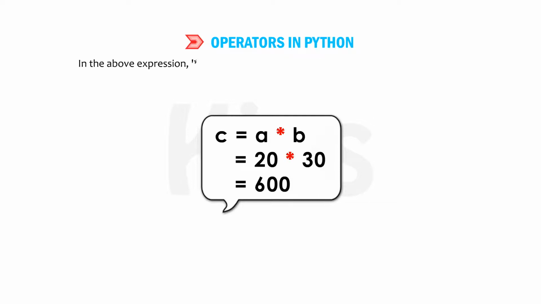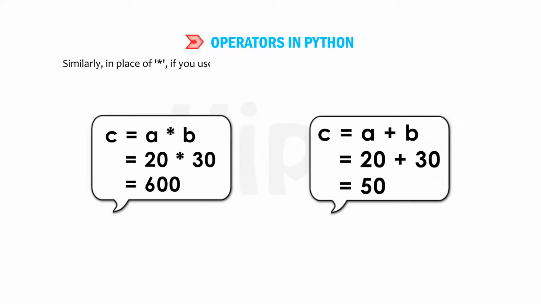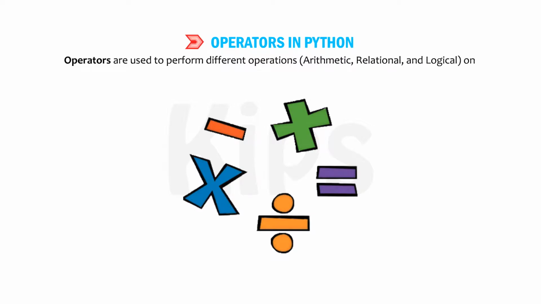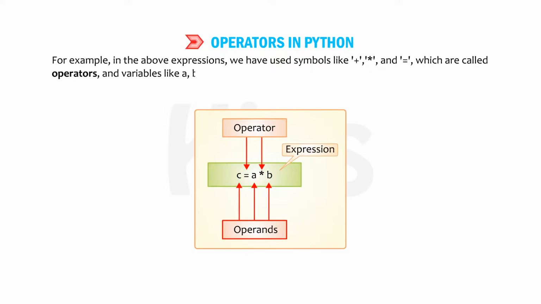In the above expression, asterisk is a symbol which is used to multiply these two numbers. Similarly, in place of asterisk, if you use plus, you will get the sum of these numbers, that is 20 plus 30 equals 50. Operators are used to perform different operations, arithmetic, relational, and logical, on operands and give a meaningful result. For example, in the above expressions, we have used symbols like plus, asterisk, and equal to, which are called operators, and variables like A, B, and C, which are called operands.